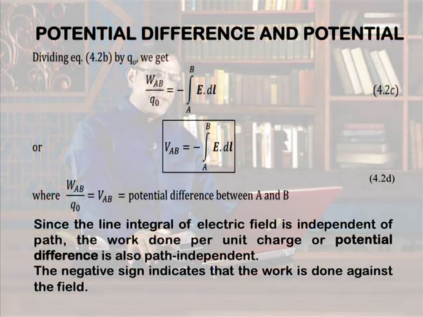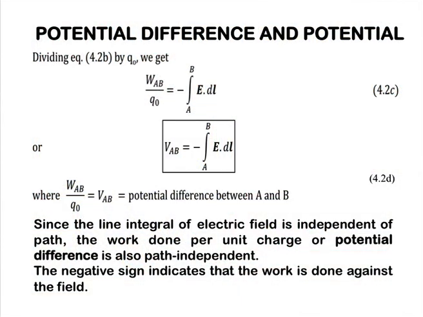Next we come to potential difference and potential. If we divide equation 4.2b by Q0, we get equation 4.2c. Now WAB by Q0, or the work done per unit charge, can be defined by another parameter, which is potential difference between A and B, which is VAB. Since the line integral of electric field is independent of path, the work done per unit charge or the potential difference is also path independent. The negative sign indicates that the work is done against the field.